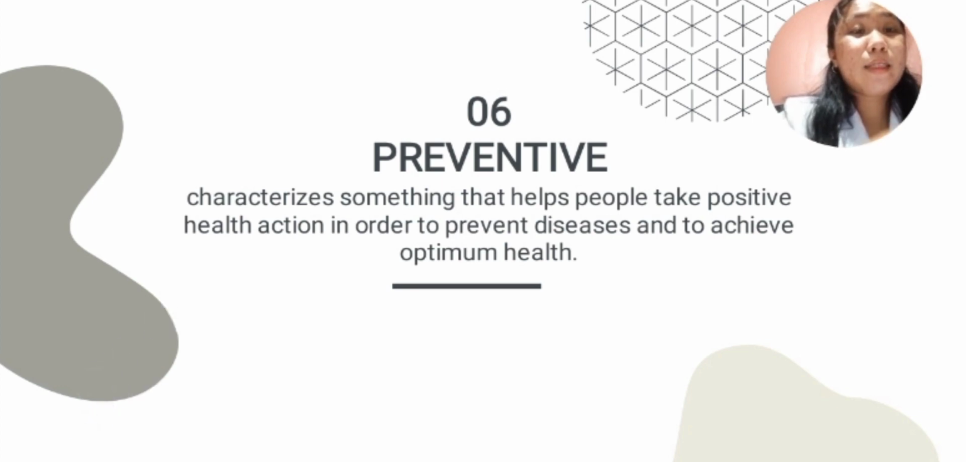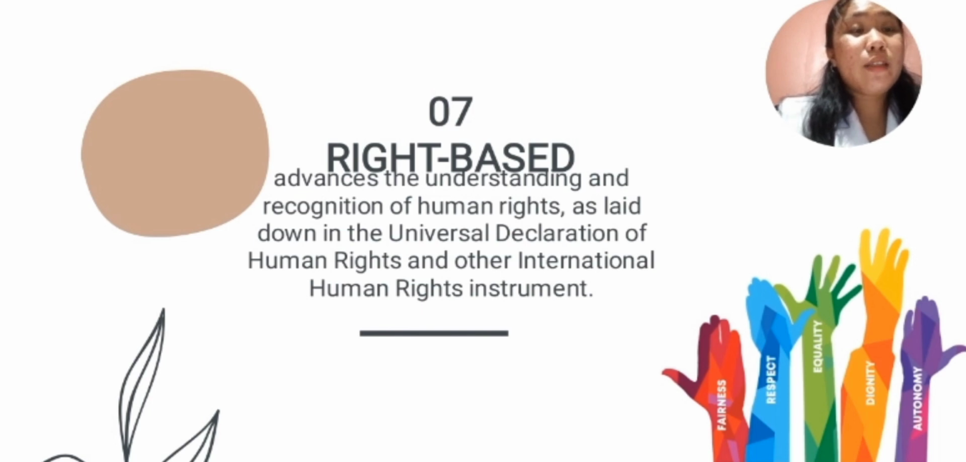So next, I'm going to proceed to number 7, which is the rights based. It advances the understanding and recognition of human rights as laid down in the Universal Declaration of Human Rights and other international human rights instruments. It covers access to education, the educational quality based on human rights values and principles, and the environment in which education is offered, all part of rights-based education for all.